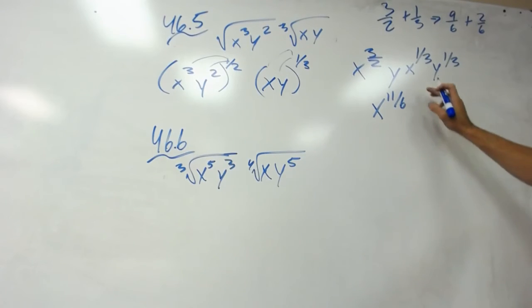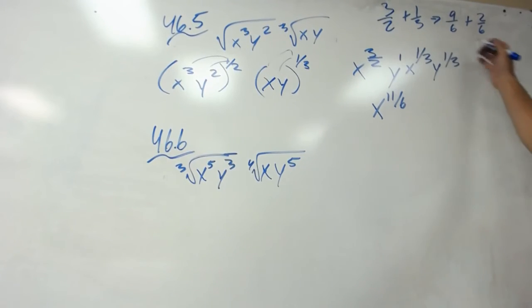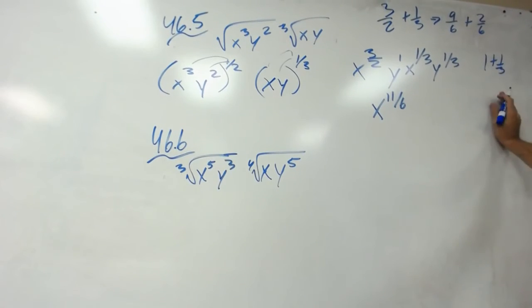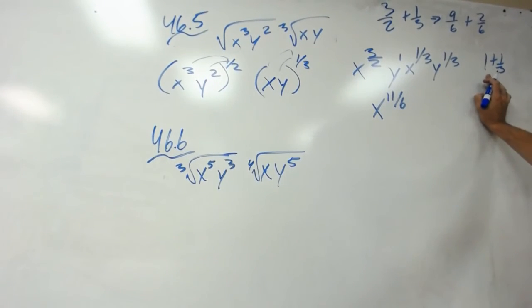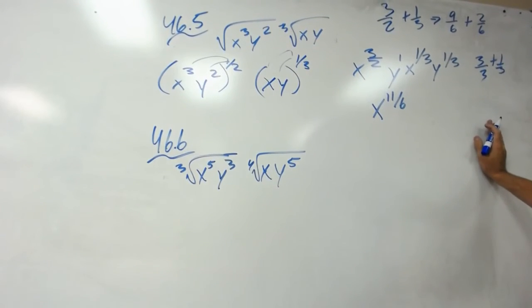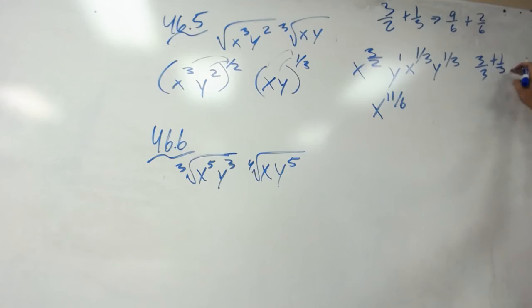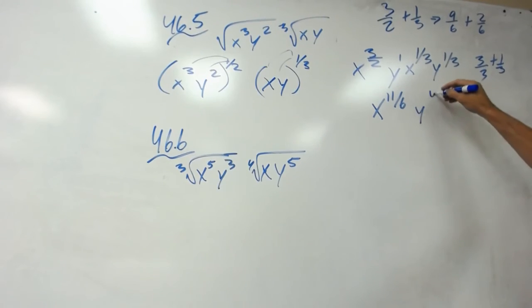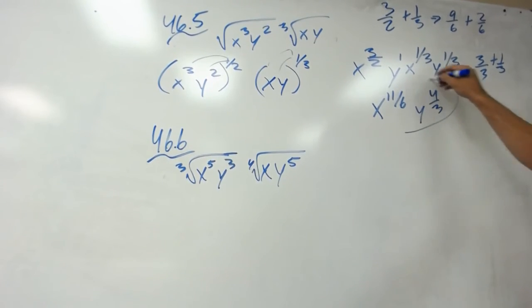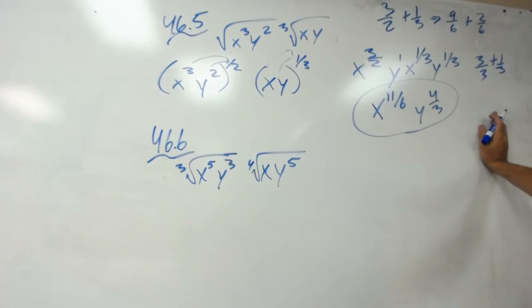Then y, you have 1 plus 1/3. So turn this into a 3 over 3. Hopefully we know how to add our fractions because I'm kind of going fast. So 3 plus 1 over 3 would be y to the 4 over 3. That would be your answer there.